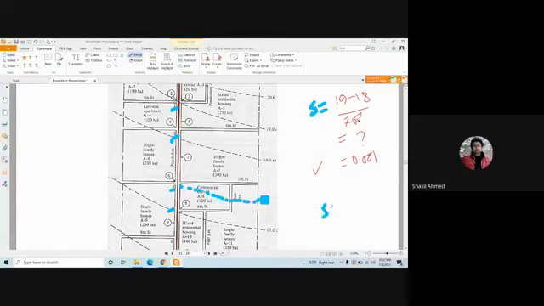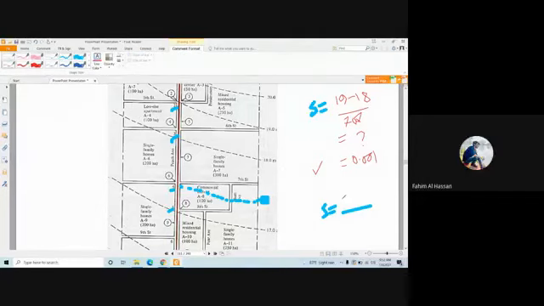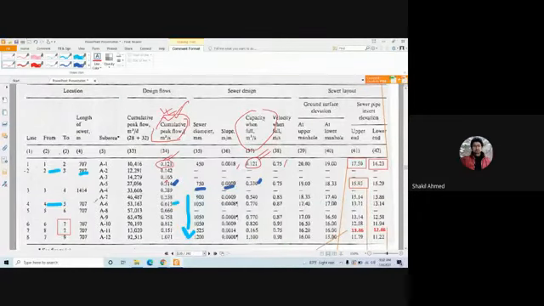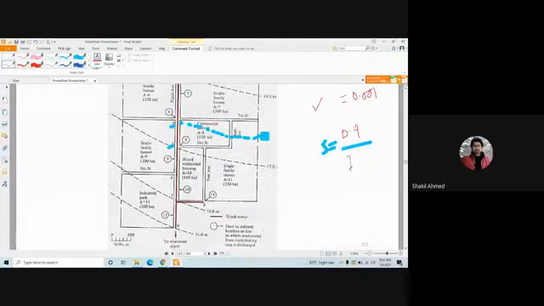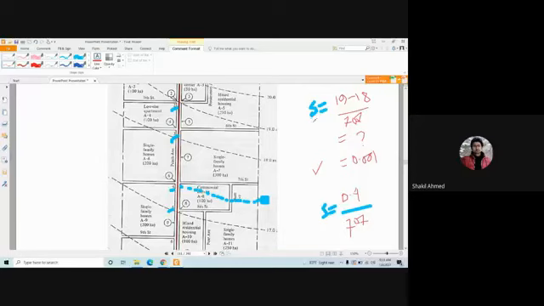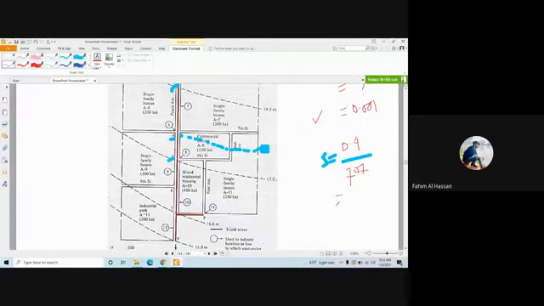So what is the slope here, guys? 17.4 minus 17, right? So this will be 0.4. Are you following me? Yes, sir. Divided by what is the length of the pipe, guys? 707 again. Okay. Can you please tell me the value? Sir, 0.0005. 0.0005.